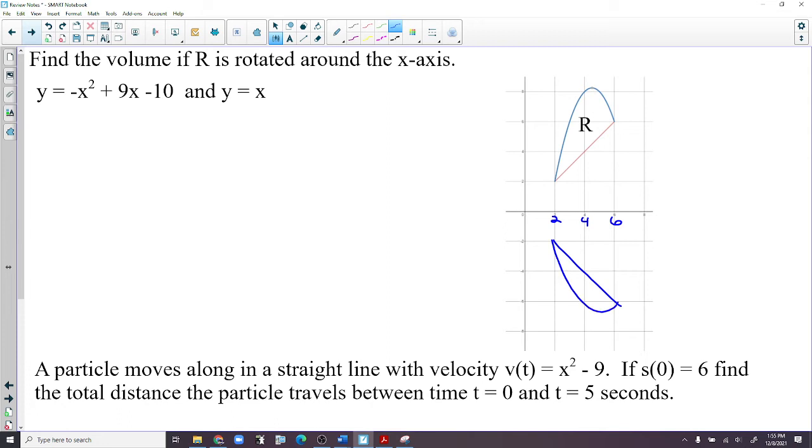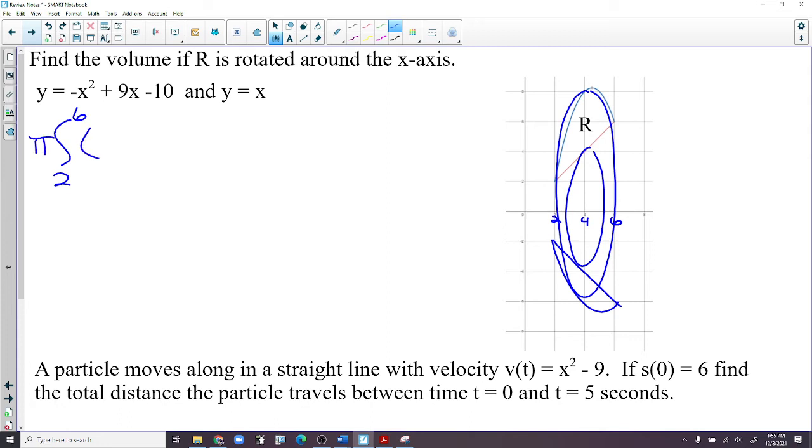It copied really tiny. We're rotating around the x-axis, so the line is the inside, and the curve is the outside. So we're integrating from 2 to 6, which you probably couldn't read, pi, and then the inside radius is going to the line, and the outside radius is going to the curve. It'd be fun to square that, so let's not.